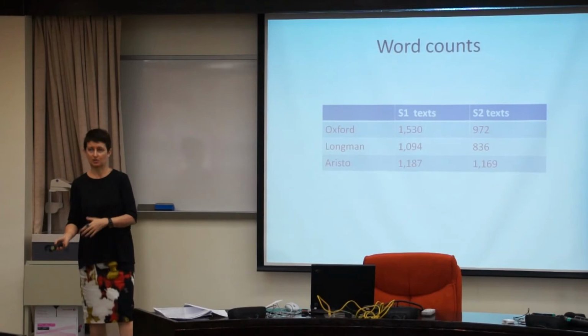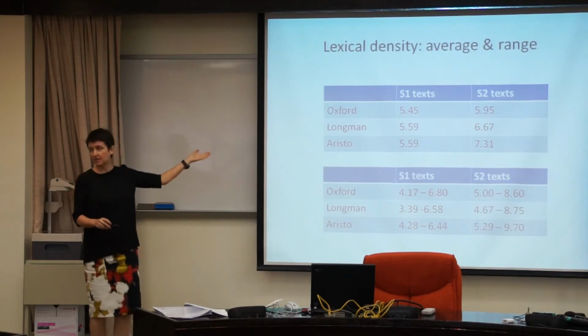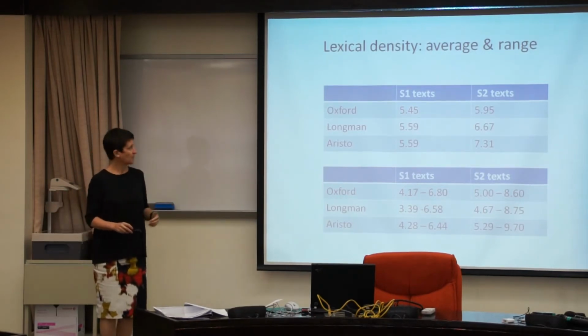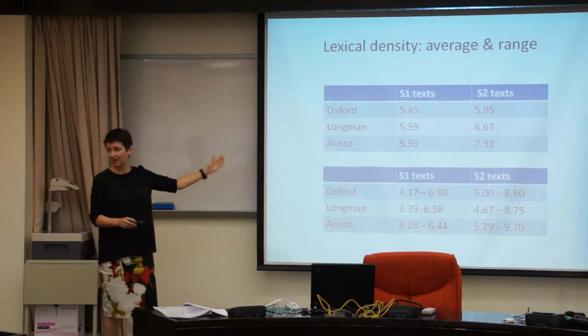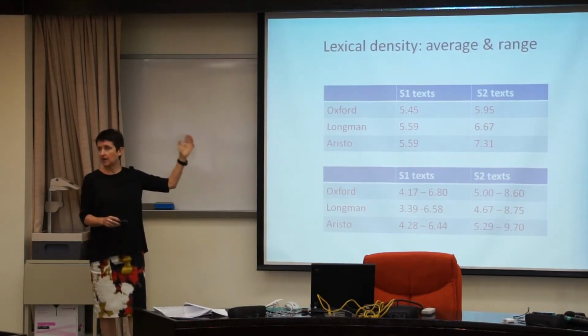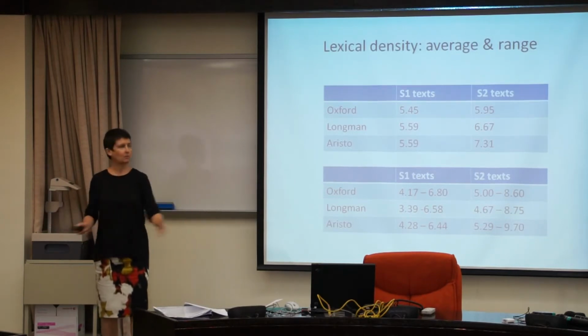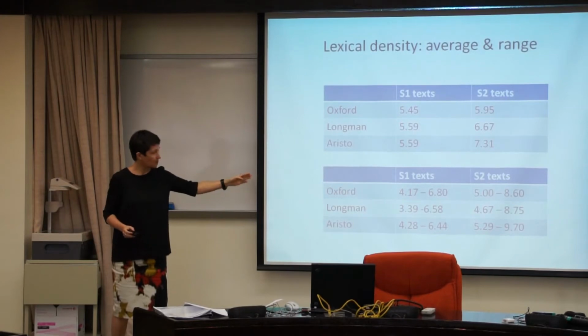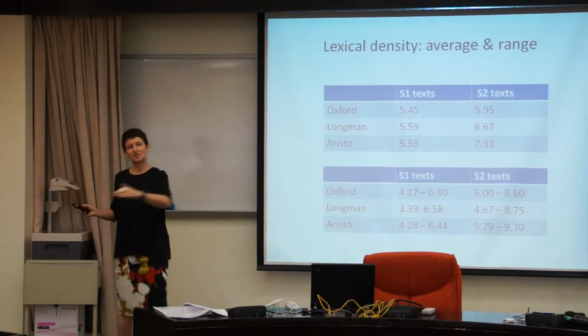So length is one issue, as well as density. Density: the first table is averages, the second is range. S2 is higher density than S1. S1 seems fairly similar in averages, but when you look at the ranges, you can see that there's a wider spread in some books than others. And at 9.7, you are getting up quite dense, even just with S2. I mean, what is the perfect progression? We don't know.